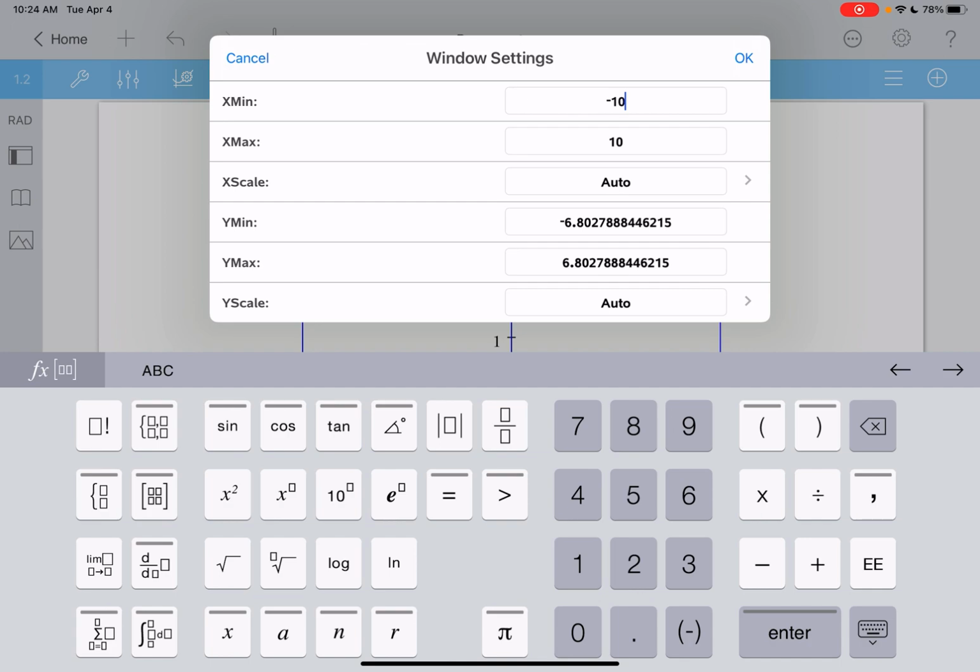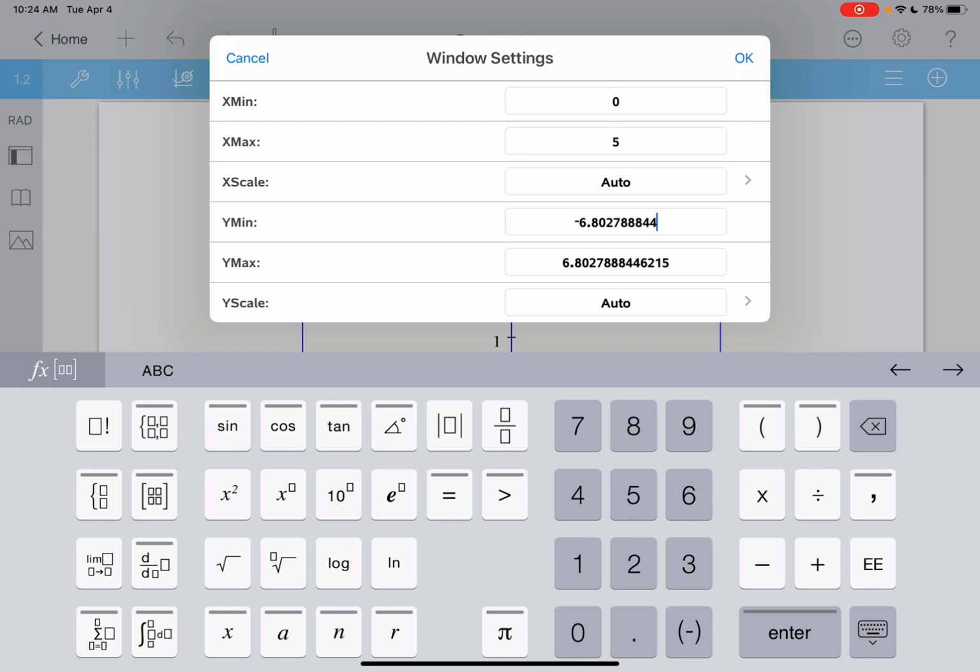X is our time value right here, guys, and we can't have a time any less than 0, so we'll put that there. For our X maximum, if we go back and read this problem again, this whole model was only valid from 0 up until 5 hours. So I'm going to go from 0 to 5 and run with that. Don't worry about X scale.